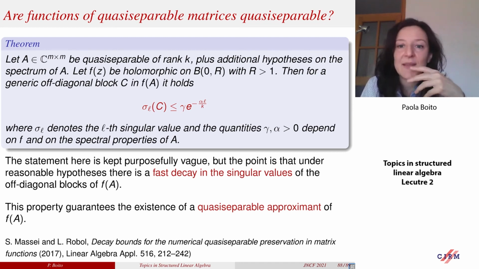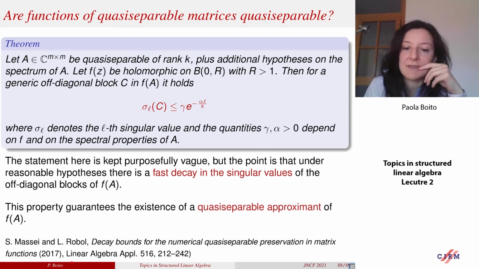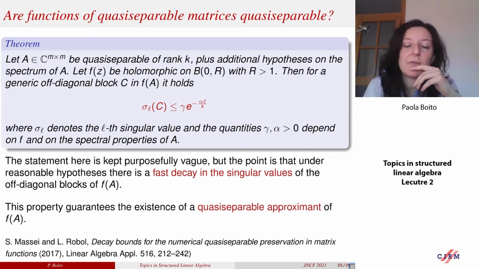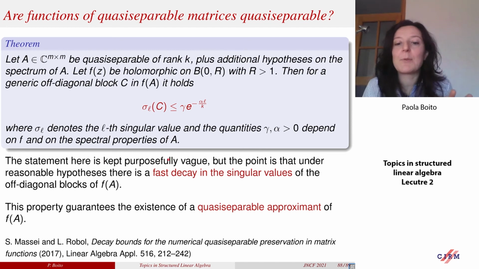And so what does this mean? There are results that make this idea precise. Here's one example of such results. And this is taken from a paper by Stefano Massei and Leonardo Robol from 2017. In the same paper you can find different versions of this theorem. The theorem says the following. The statement is purposefully vague because the hypotheses are a little involved, so I'm trying to keep it simple.